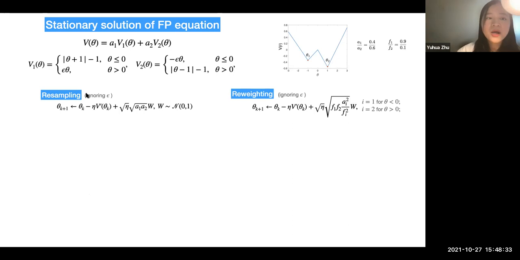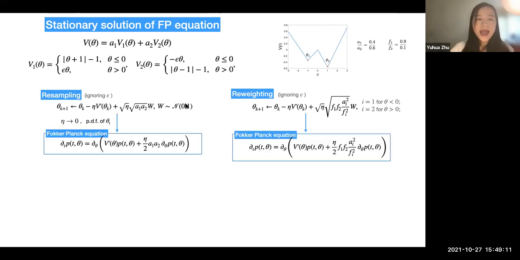And let's look at what resampling and reweighting do. As I said before, both methods have the same expectation. The parameter is updated according to the derivative of the loss function, V prime. Here, they are the same at the expectation. The difference is the variance term, so the noise term. The resampling has a noise that is independent of the sampling distribution, and the reweighting depends on the sampling distribution, F1 and F2.